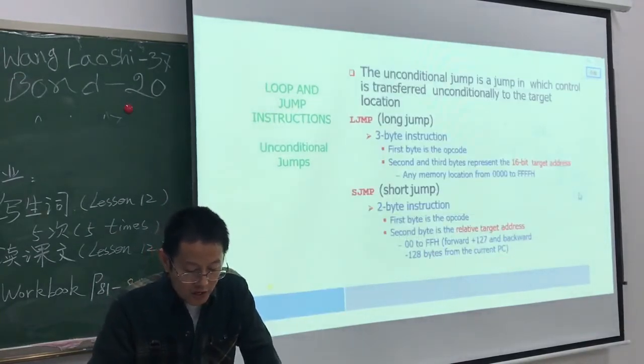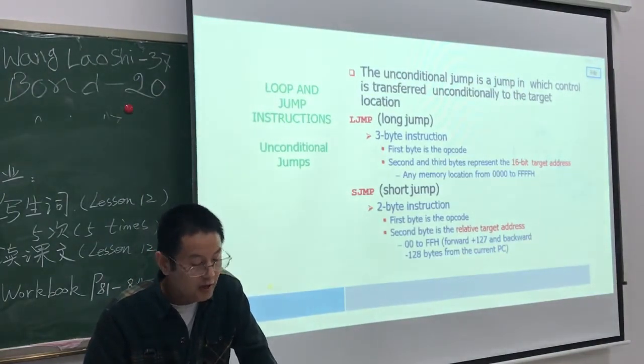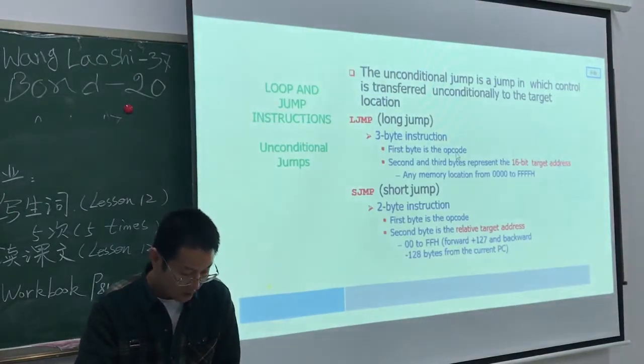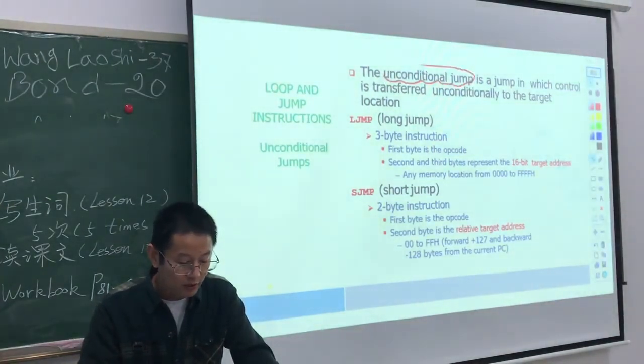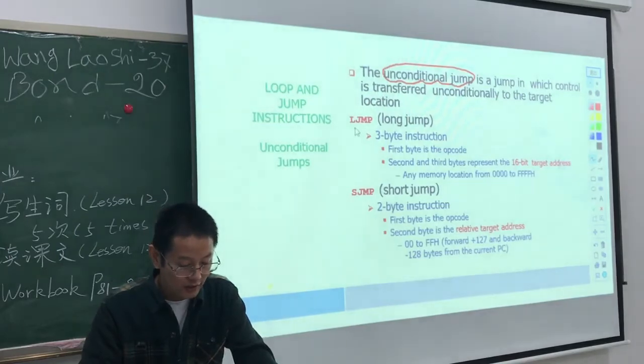The unconditional jump is a jump in which control is transferred unconditionally to the target location. If you want to jump, just jump. No judgment. LJMP is long jump, SJMP is short jump.